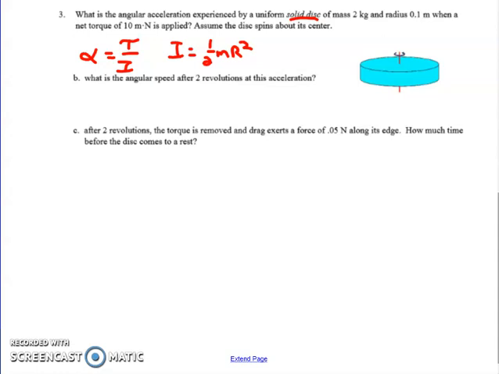What is the angular speed after 2 revolutions? So 2 revolutions is 4 pi radians. You got to make that conversion. Now we can use kinematics. Omega squared equals omega naught squared plus 2 alpha theta. All right, we found alpha before. We know theta. We can solve for omega. And then after 2 revolutions, remove the drag, how much time before it comes to a rest? All right, should be pretty straightforward.